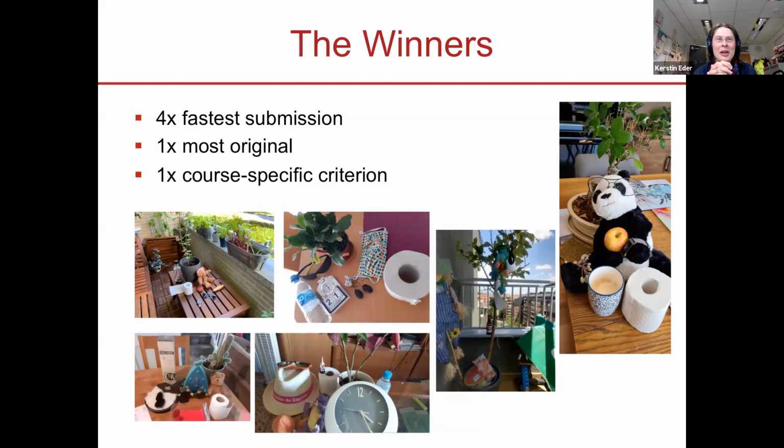Fastest submissions, most original, the one with the drink on the plant, and 1 course-specific criterion. The course-specific criterion was the smallest file size. So we looked at the submission with the smallest file size, because after all, most pictures came from quite a long way, and considering file size is really important. So there was also a prize for the picture with the smallest file size that contained all the 8 items, which is the one at the bottom with the sun hat and the sunglasses and the large clock.